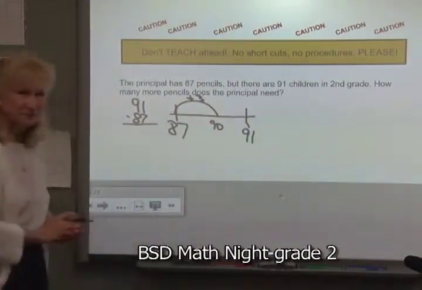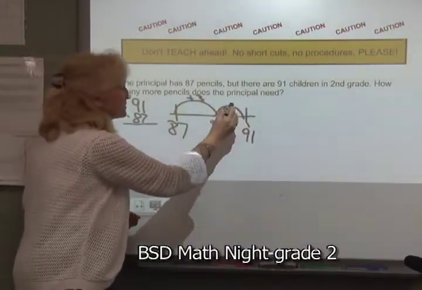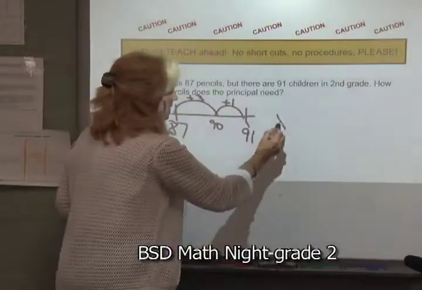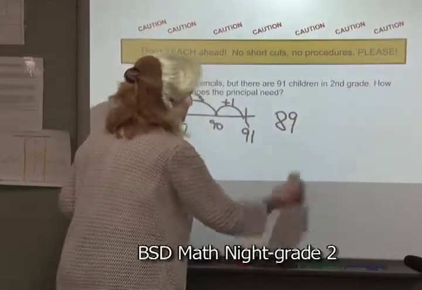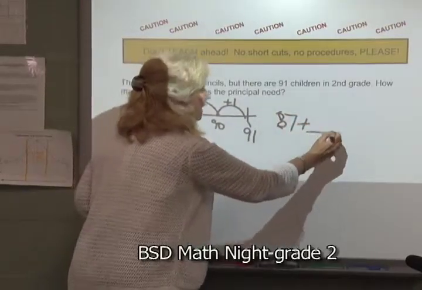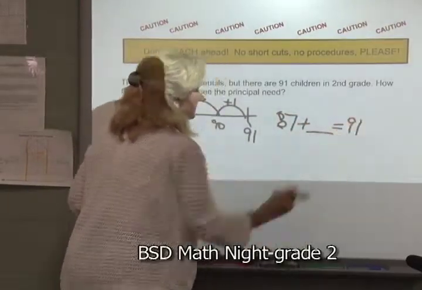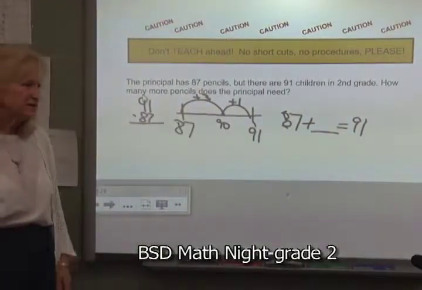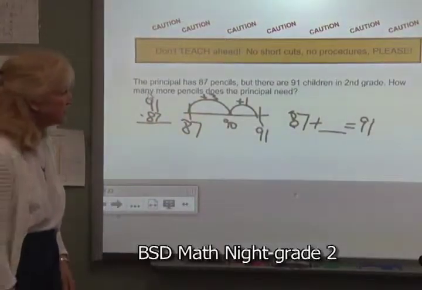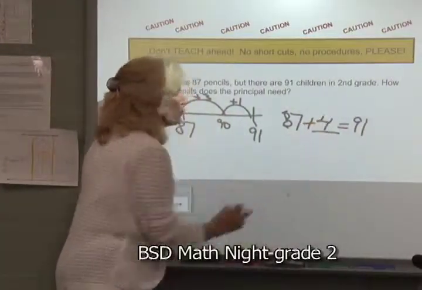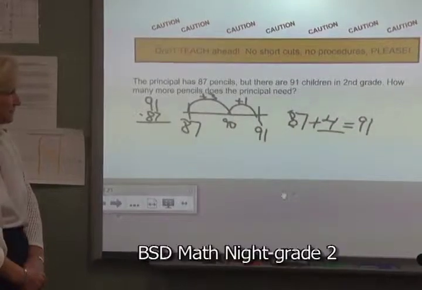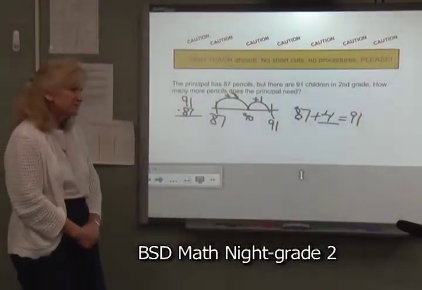I'll be at 90. And then one more pencil, I'll be at 91. I have 87 pencils. Sorry about that. And I need how many more for 91? I see from my number line, this is called an open number line because I don't have every individual number marked on it. 87 and 4 more. 4 more pencils. Okay. We're thinking like second graders.